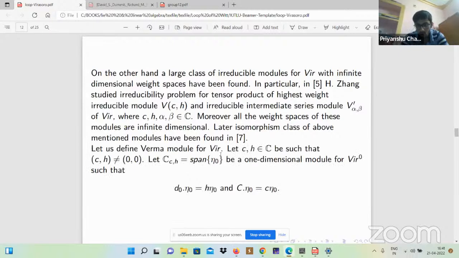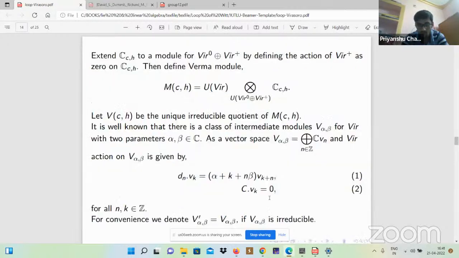Here we define the Verma module for the Virasoro algebra. Let c, h be in C such that (c, h) is not equal to (0, 0). Let C_{c,h}, the span of eta 0, be a one-dimensional module for V0 such that d0 acting on eta 0 is h eta 0 and the central element c acting on eta 0 equals c eta 0. Extend C_{c,h} to a module for V0 direct sum V plus by defining the action of V plus as 0 on C_{c,h}. Then define the Verma module.